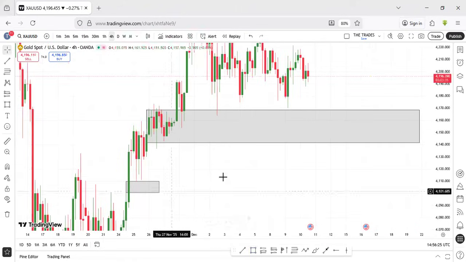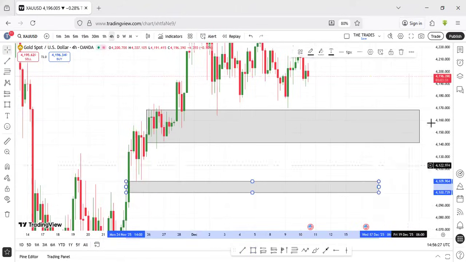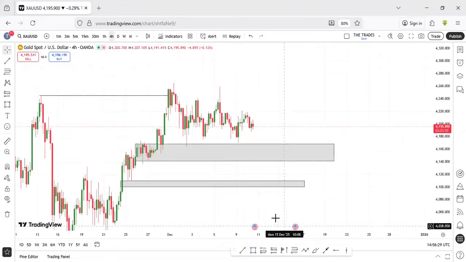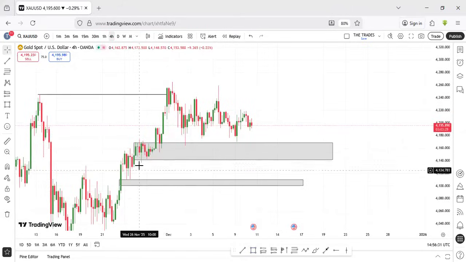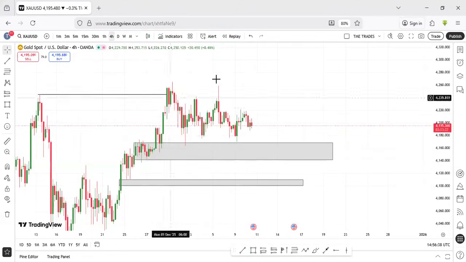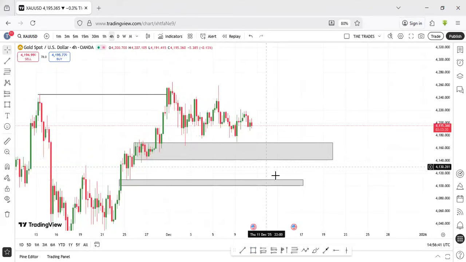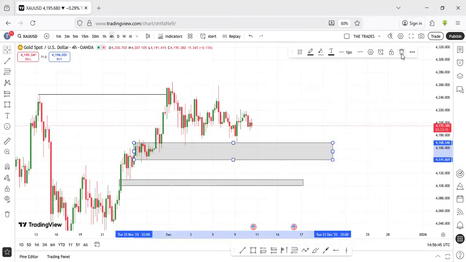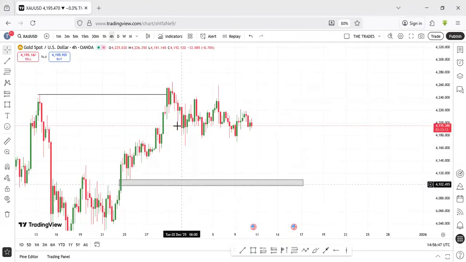So we could see gold coming to fill it. Why? Because we have all these lows. There is a lot of liquidity resting below this low, and the market makers could come back to take everything out before continuation to the upside. So let's delete this. This is the first point of interest.